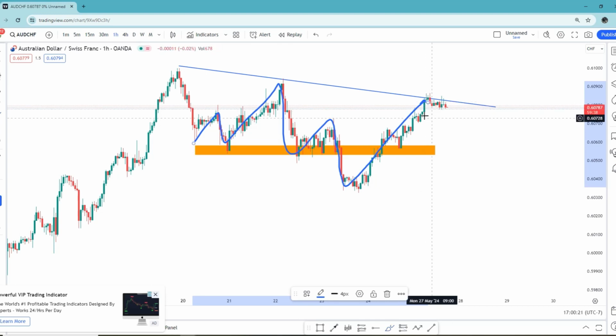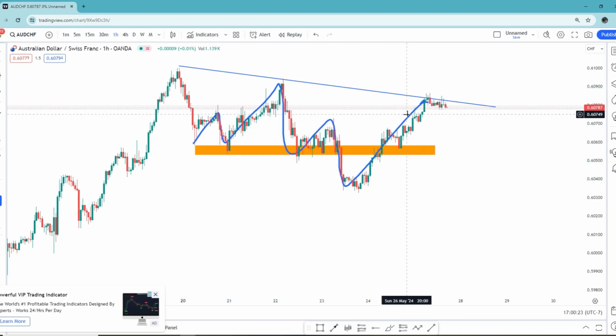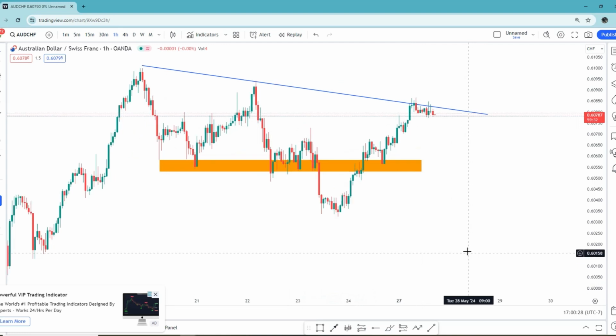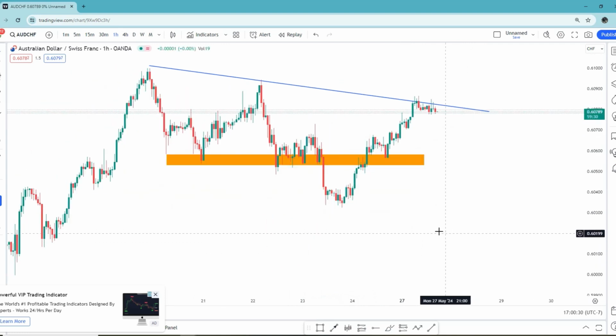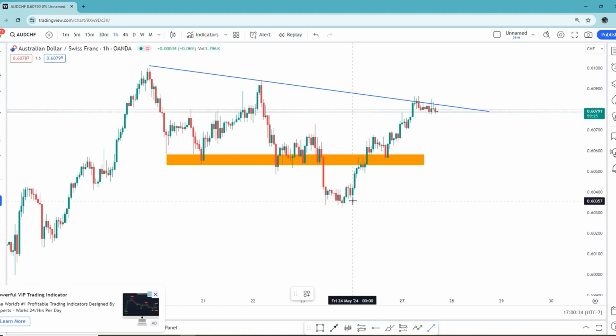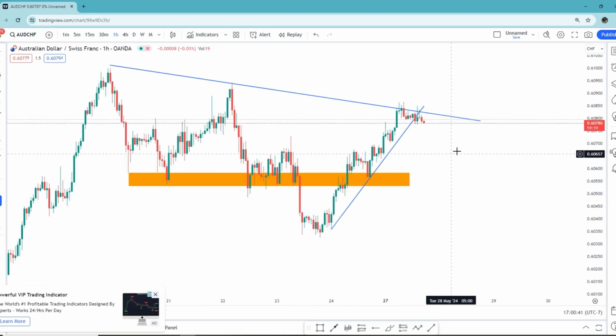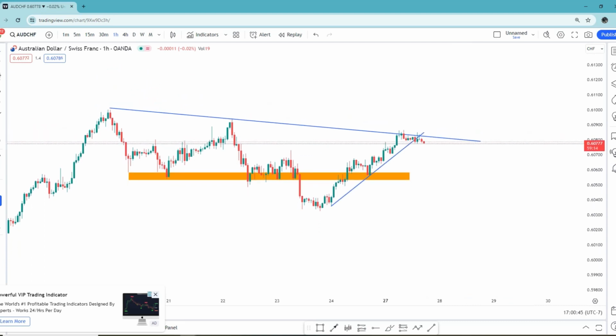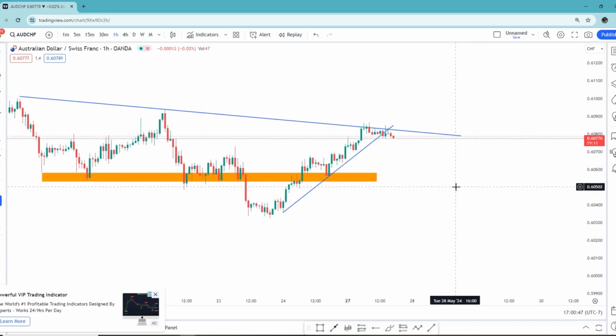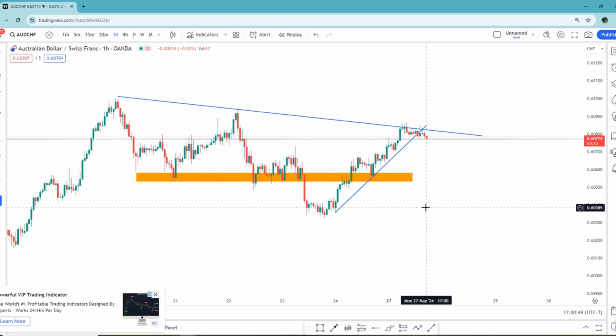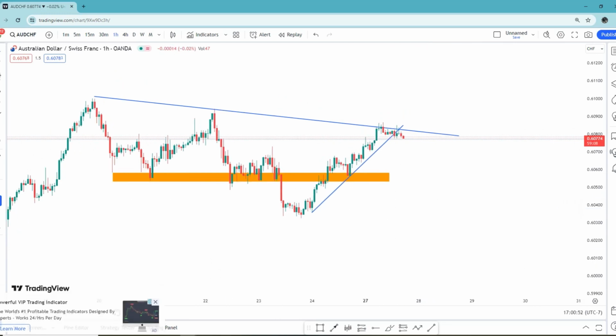So what we're gonna do right now, we're gonna put another small trend line around this point here, something like this, because we need more information before we enter the market. This is what we have. This is just simple, bro.